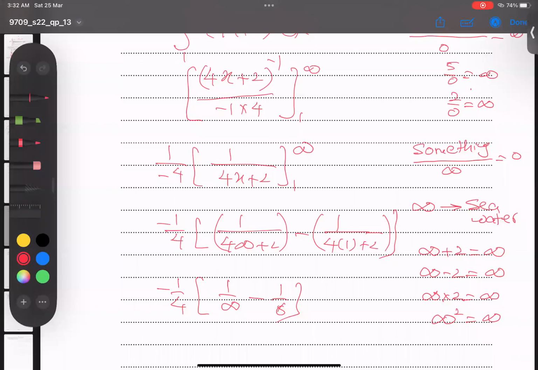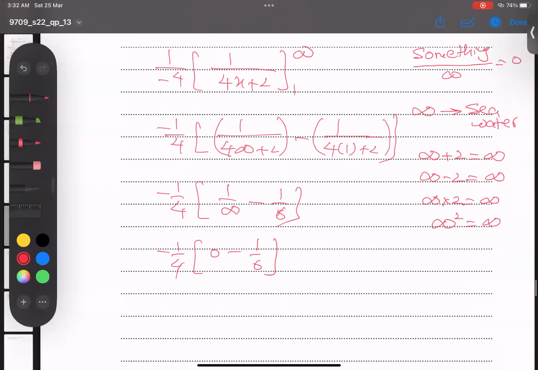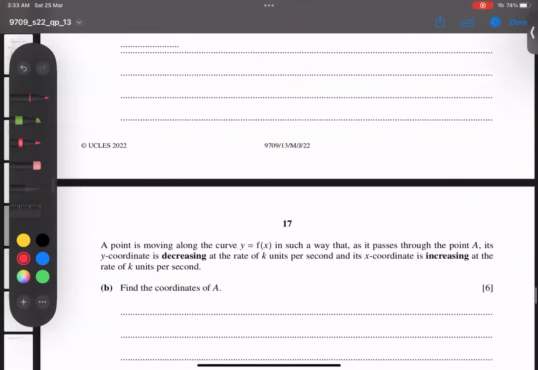And now the very interesting part, the last part we have here, and the question is going to finish. 1 over infinity, as I said here, equals 0. So here I'm writing 0 minus 1 over 6, and minus becomes plus, so 1 over 24 units, or just write it as it is. I hope the point is very clear.